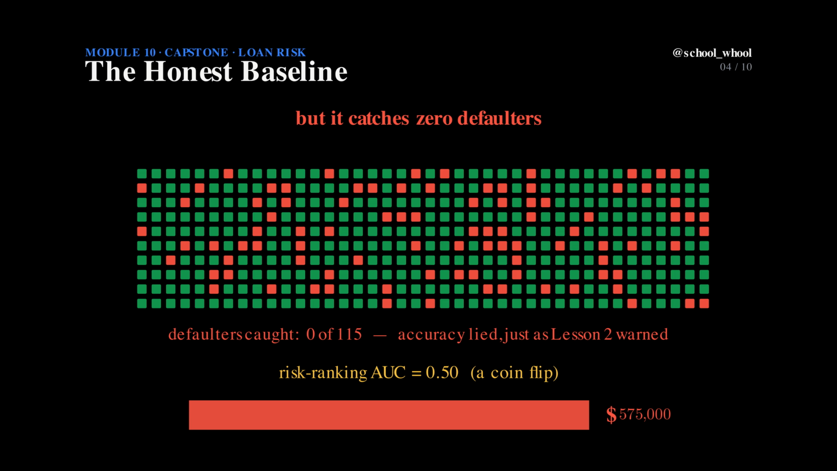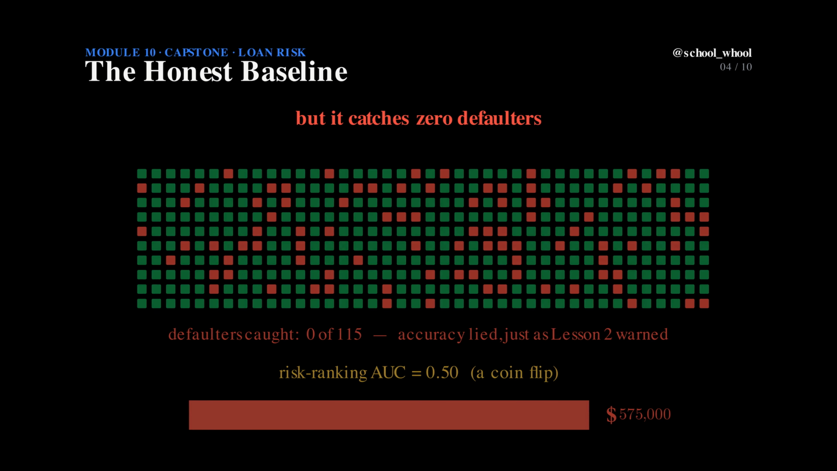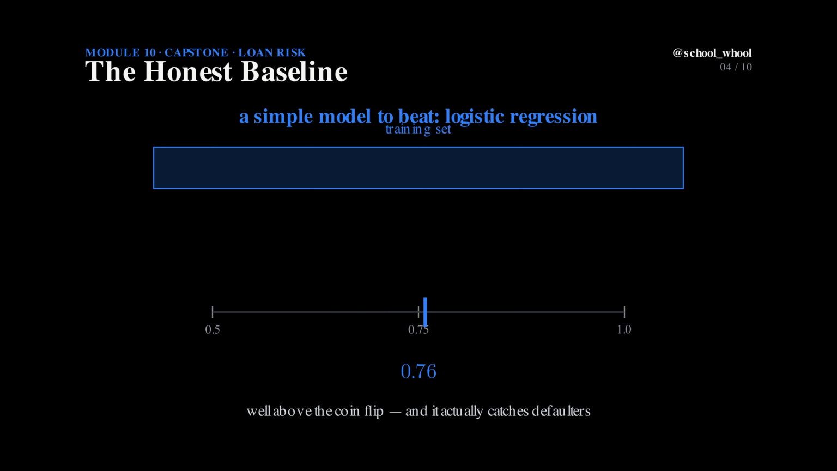Now a smarter baseline. A simple logistic regression. Nothing fancy. The plain model we've already met. We grade it honestly, by holding out slices of the training data and averaging, never touching the sealed test set. That gives an AUC of about 0.76. Well above the coin flip, and it actually catches defaulters.